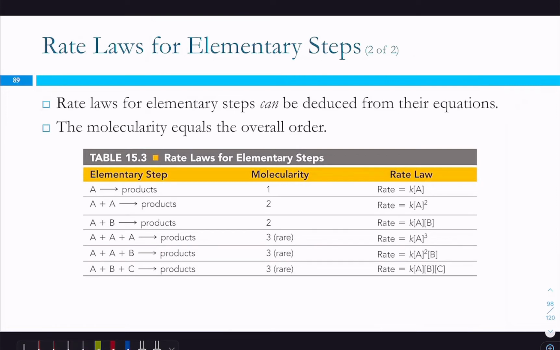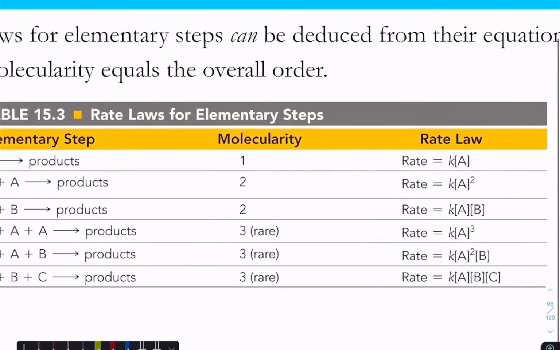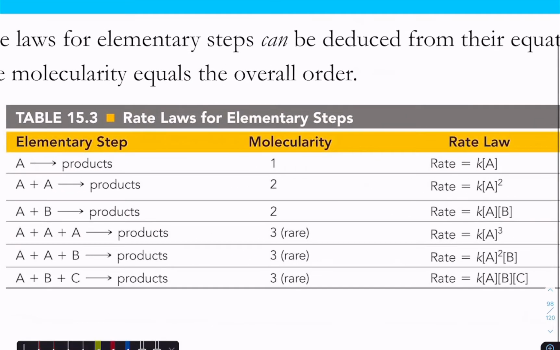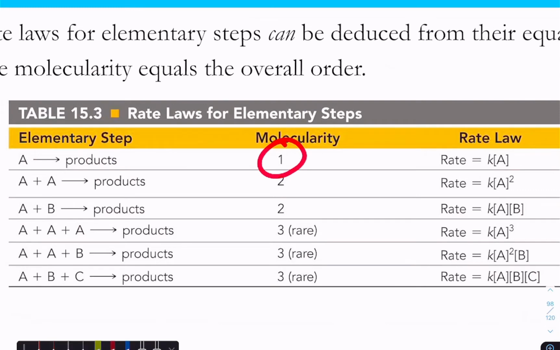The rate laws for elementary steps can be deduced from their equations. If we have a unimolecular step, molecularity is 1. And so our rate law for that unimolecular step will be first order with respect to A. Since that's the only molecule involved, that would be our rate law for that elementary step, at this point a hypothetical, theoretical step.